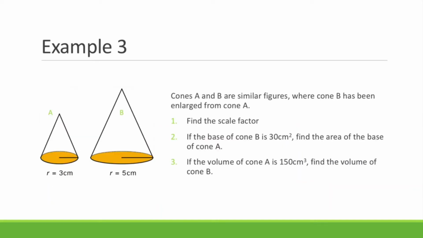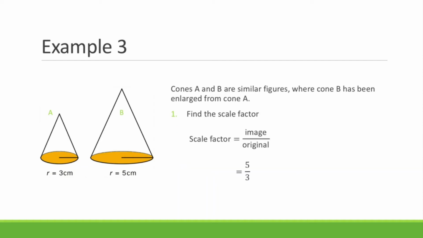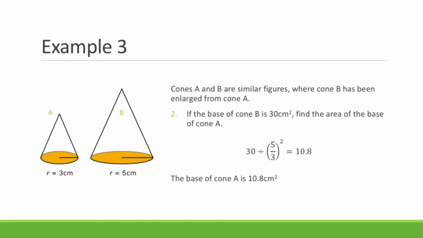One last example, I've got two cones here. We're going to find the scale factor, we're going to find the base of cone A, and we're going to find the volume of cone B. First one, image over original is 5 over 3, so the scale factor is 5 over 3. Question 2, we are going from cone B to cone A, so from image to original, so we're going to divide. Scale factor is 5 over 3, and we're going to square that. So 30 divided by 5 over 3 squared is 10.8. So the base of cone A is 10.8 squared.